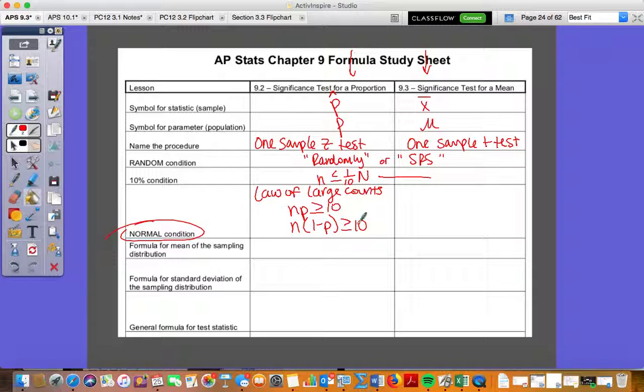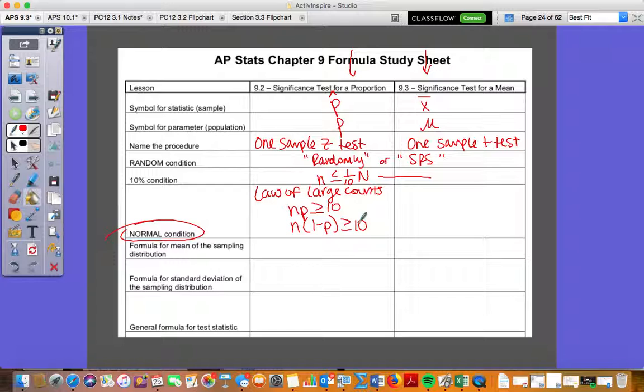Someone else give me what the mean world would be for the normal condition. What's up, Fiona? n equals greater. Thank you very much. I think I just spilled on myself, by the way. I apologize.